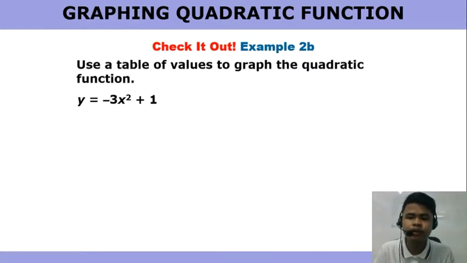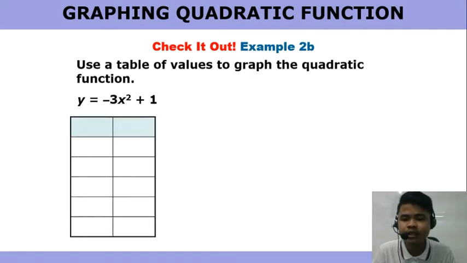Okay, another one. Use a table of values to graph the quadratic function. Okay, the same pa rin kanina yung gagawin natin. We'll make a table of values, then assign values to x. Okay, dito, hindi kompleto yung quadratic function kasi wala yung linear term. Okay? So, applicable pa rin yung ginawa natin kanina na nag-assign tayo ng values which is 0 yung nasa gitna. Then, negative 1 yung nasa taas, negative 2 yung nasa taas ng negative 1, sa ilalim ng 0 is 1, sa ilalim ng 1 is 2.